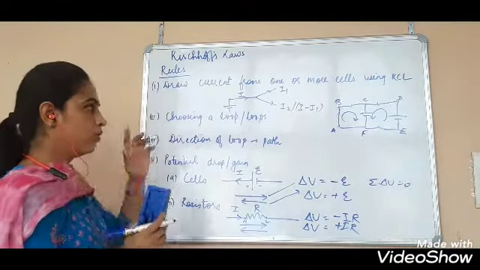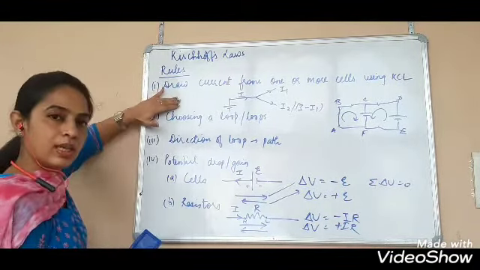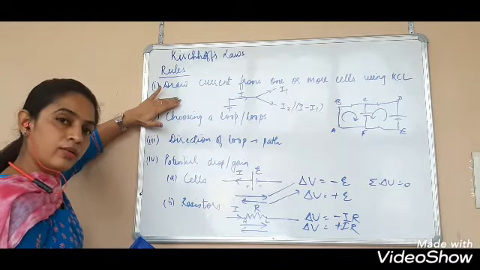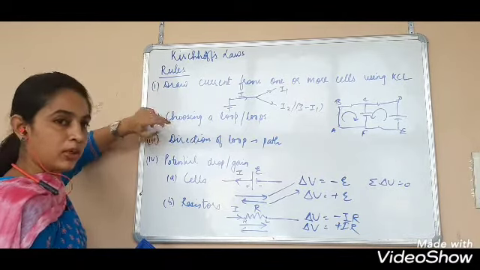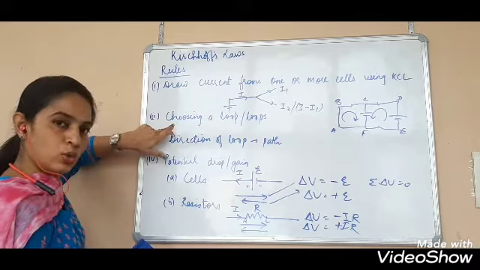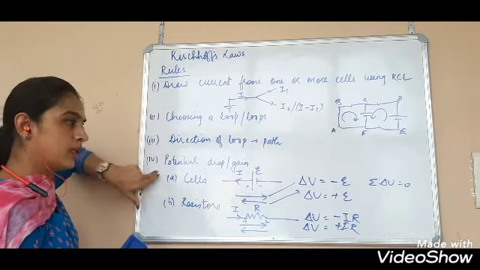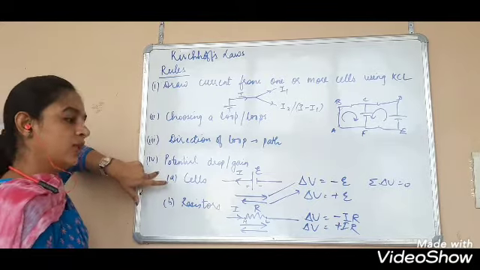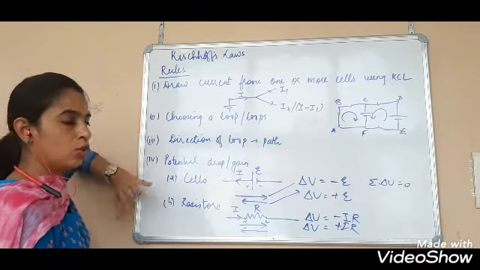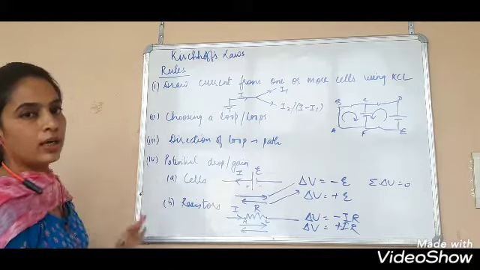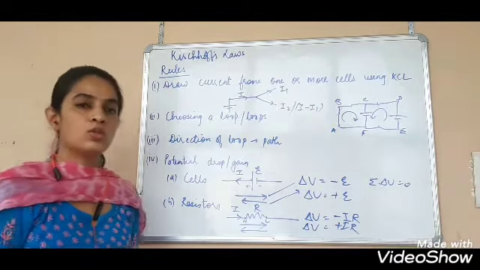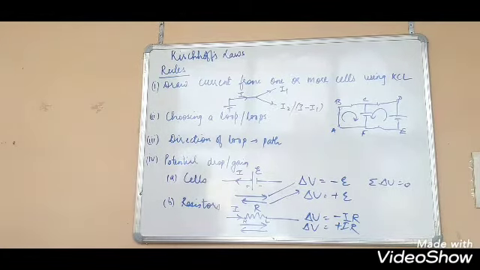Okay, so the first rule is, using KCL, draw current from cells and distribute. Second is choose the loop or loops. Third is choose the direction of the loop, that is the path. And fourth is find out the potential drop or gain in particular loops, and then solve for currents or resistors. Okay, so note down these rules, and let's look at some numericals.